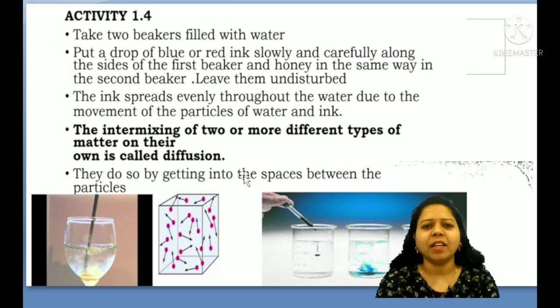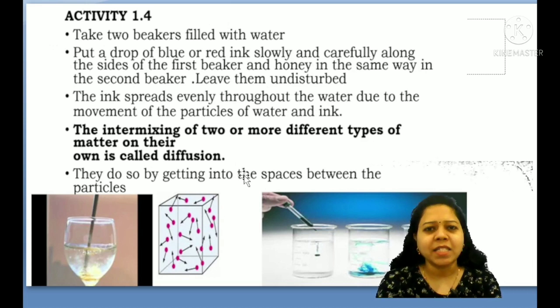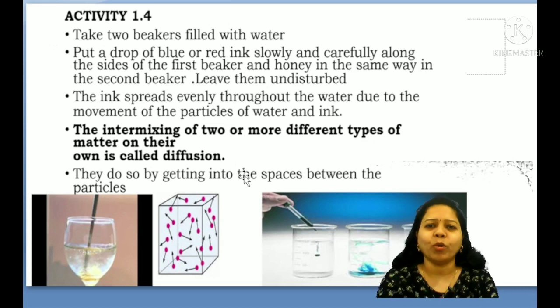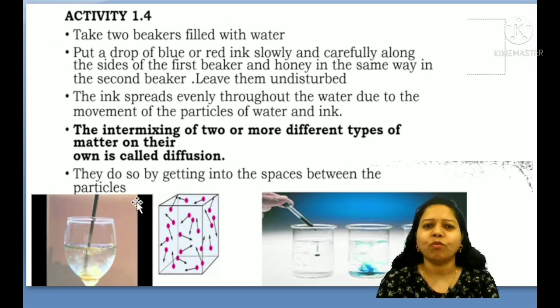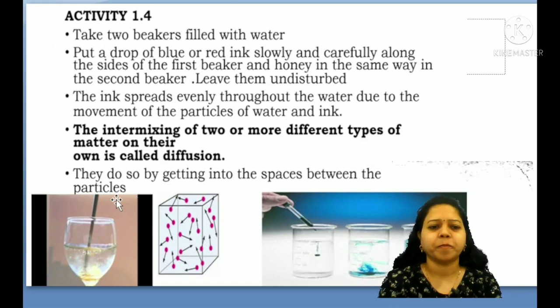Now we are adding the ink, but they automatically mix with each other, and this intermixing of two or more different types of matter on their own is known as diffusion. They do so by getting into the spaces between the particles. They mix with each other because of the space present between both types of matter. That's why they intermix on their own, and this is known as diffusion.